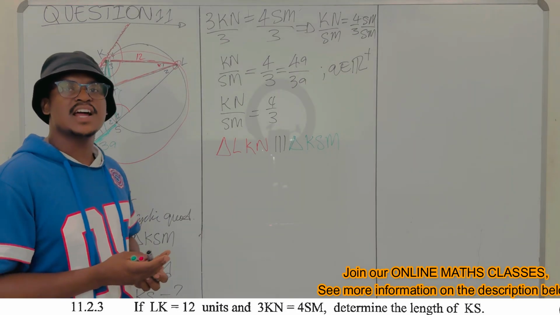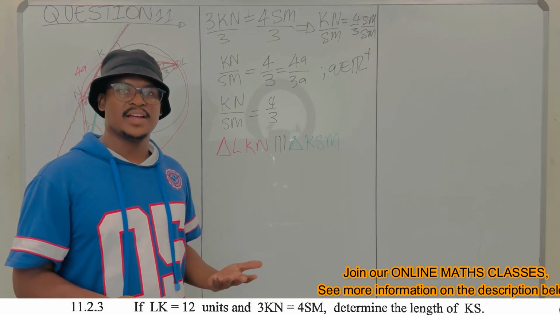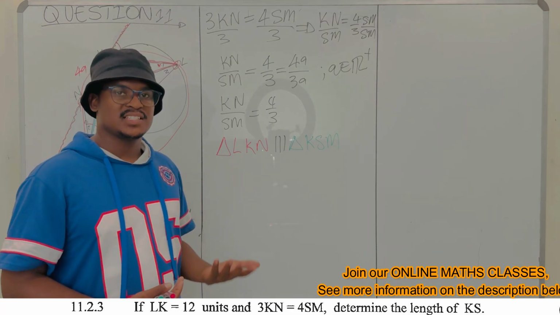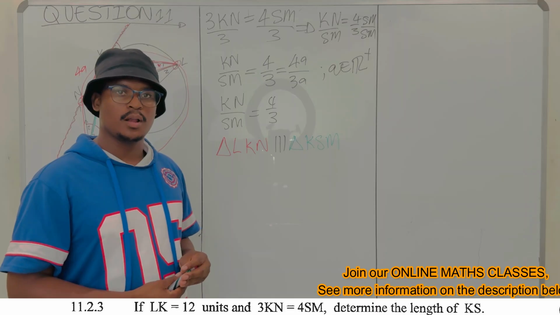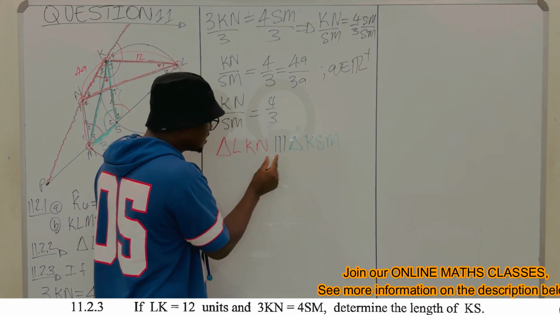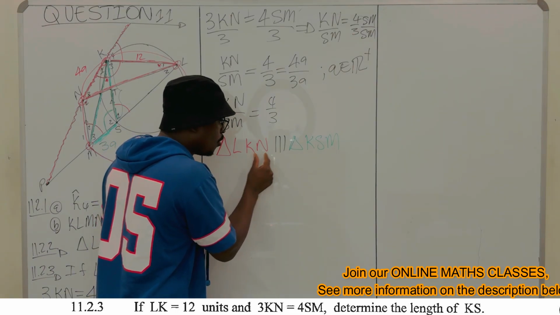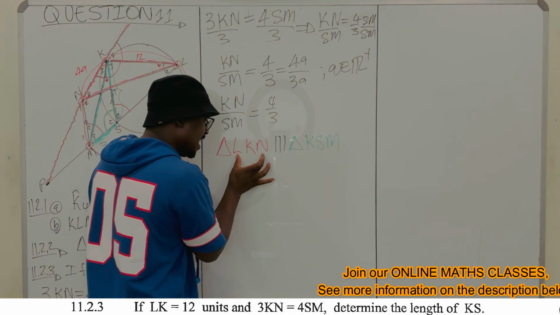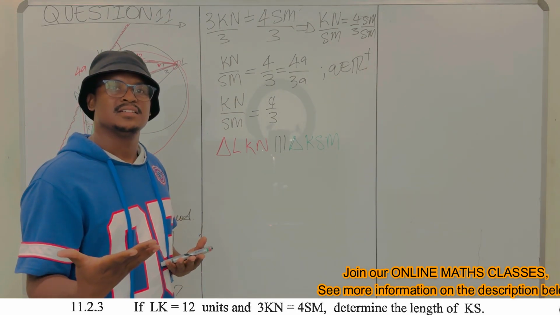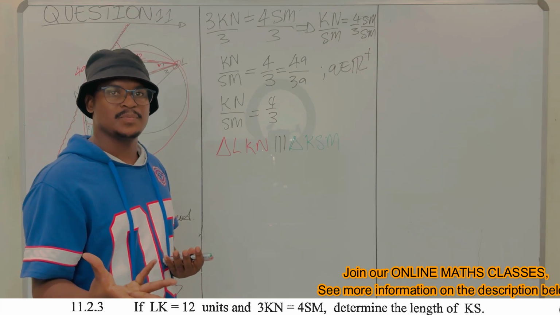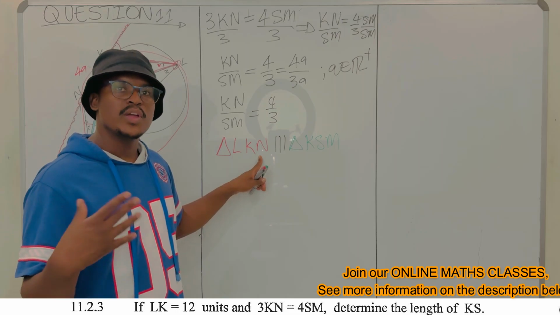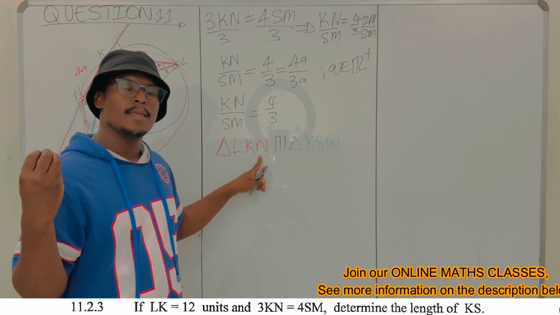I said that if two triangles are similar, the corresponding angles are equal in measure. That's what we use to prove this. And I also said that if two triangles are similar, the ratio of the corresponding sides should be equal. So LK divided by KS should be the same as KN over SM, which is the same as LN over KM. As long as you take the ratio of the corresponding sides, those ratios will always be equal if the two triangles are similar. So we've already proved that these two are similar.